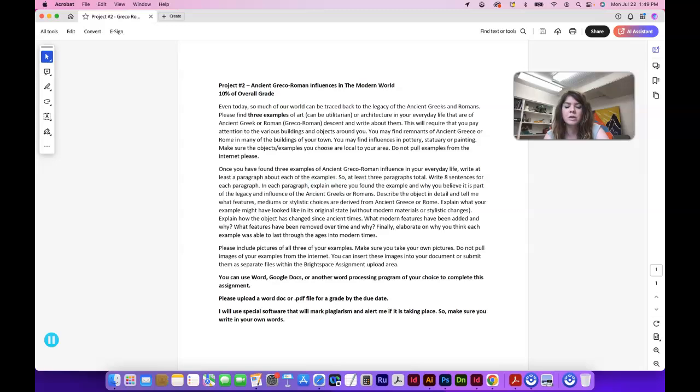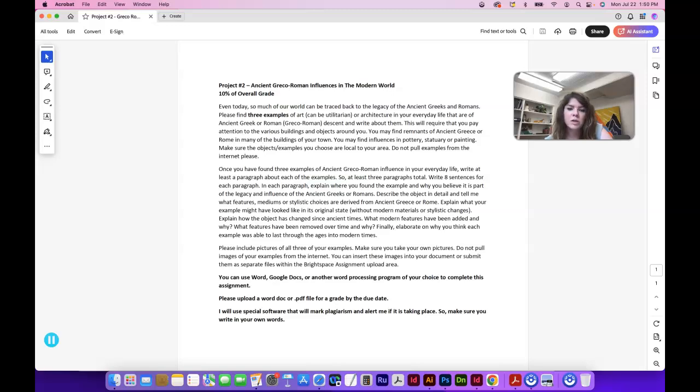engineering things, hopefully. Some of the art does tie into engineering too, like the column or possibly the arch, but for the most part we should be thinking of art objects, and obviously architecture is art. It doesn't have to be architecture though, it could be pottery like I said, or use your imagination. I always get surprised by what students find. So try to find examples or objects that are local to you in your area. Don't pull examples from the internet, please.